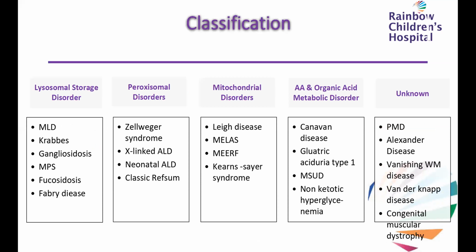So if we look at the broad classification, it is according to which is the major cellular organelle involved, like lysosomal storage disorders, peroxisomal disorders, mitochondrial disorders, amino acidopathies, or other organic acid metabolic disorders, and some disorders in which the exact organelle involved is not known.